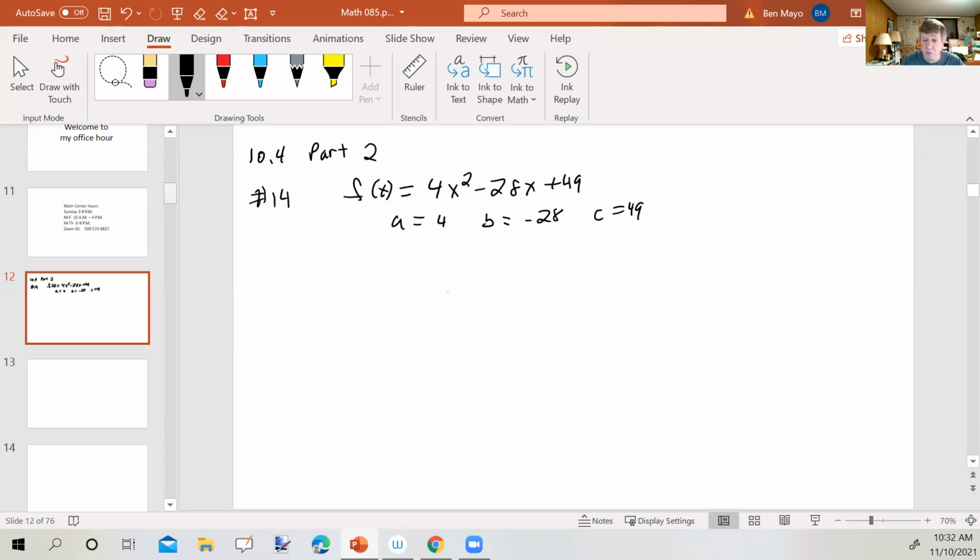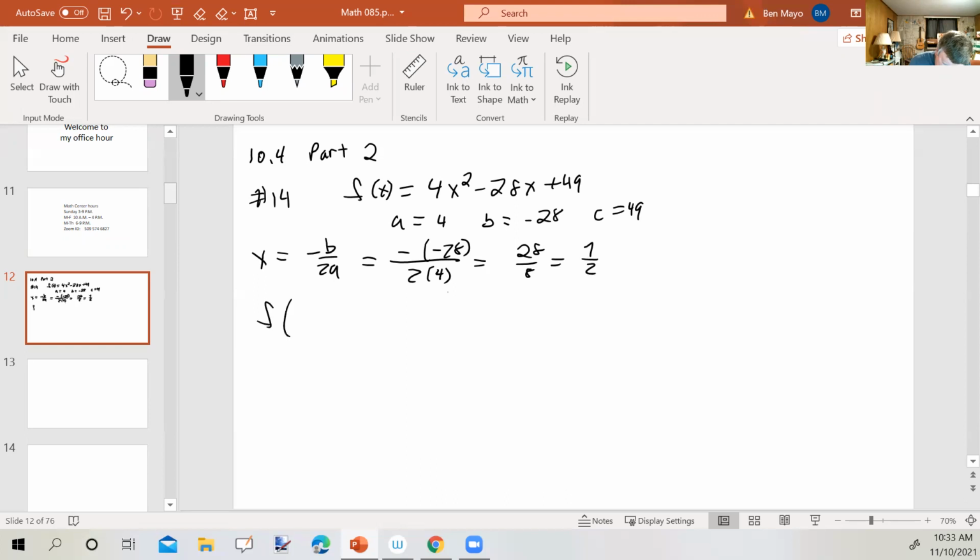To find the vertex, we're going to first find the axis of symmetry, which will be the x value of the vertex. So we're going to use x equals negative b over 2a, which is negative times negative 28 over 2 times 4, which is 28 over 8, which reduces down to 7/2.